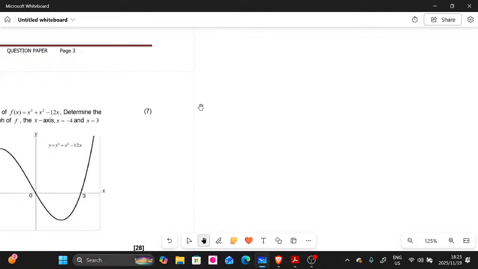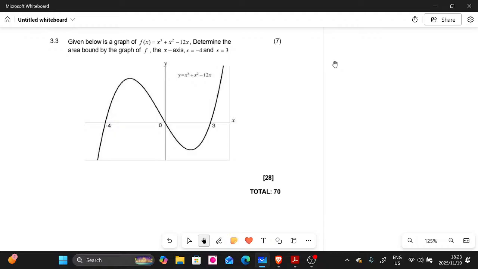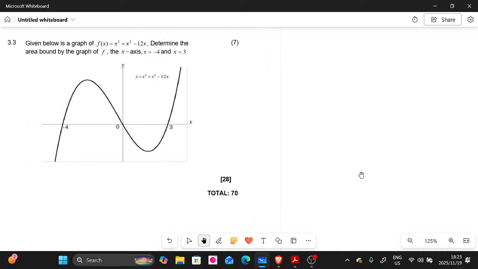Okay, right, people, let's do number 3.3. This is one that is very interesting. Now, here we have a cubic graph, guys, right? So they say given below is the graph of f of x is equal to x cubed plus x squared minus 12x. Determine the area bounded by the graph of f, the x-axis and x is -4 and +3.